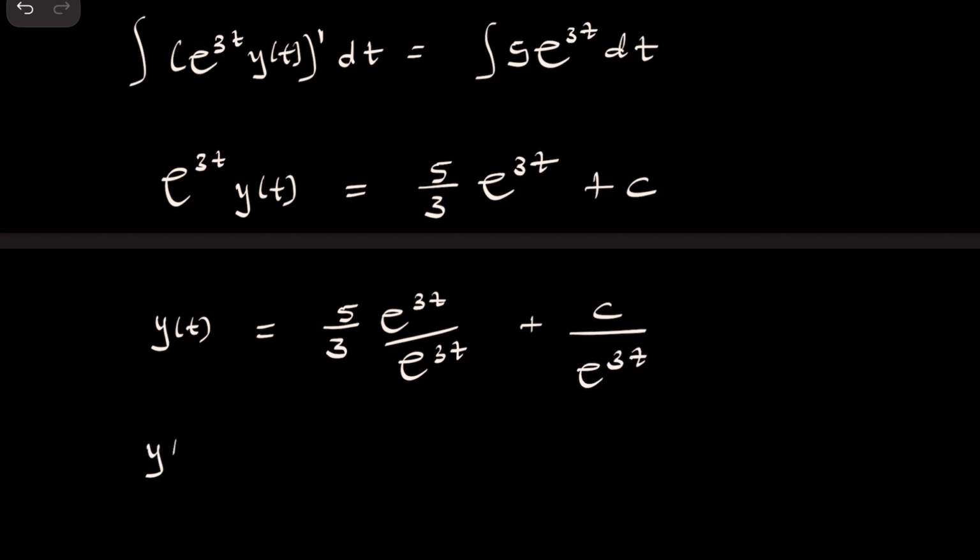Thus y(t) is equal to, here this will cancel this, so you're going to be left with 5/3 plus c e^(-3t).